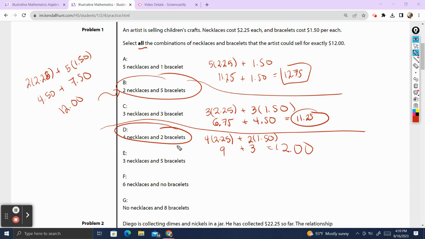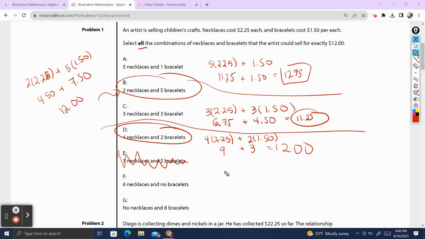But let's start doing some process of elimination rather than all of the math. So 3 necklaces and 3 bracelets were $11.25. So 3 necklaces and 5 bracelets with a bracelet at $1.50 each is definitely going to get us above $12. So we can cross that out right now, because we only need 75 more cents to get to 12, and bracelets cost $1.50 each.